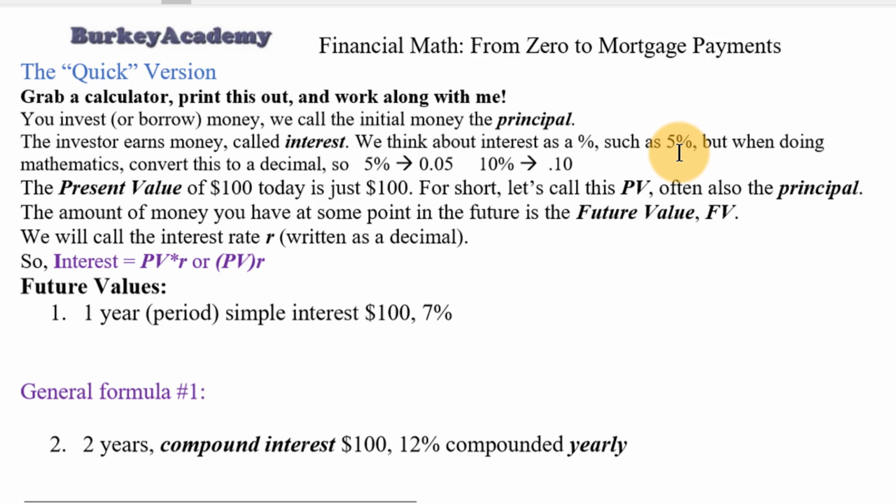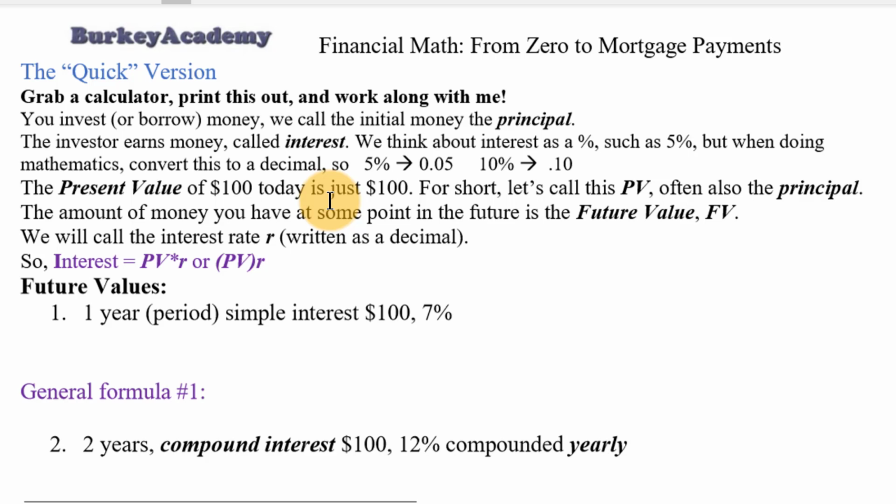But all the time, when you're doing mathematics with interest rates, you want to convert them to a decimal form of a percentage. So 5% becomes 0.05, 10% becomes 0.10. We're basically just dividing that number by 100 or moving the decimal place over 2 places.